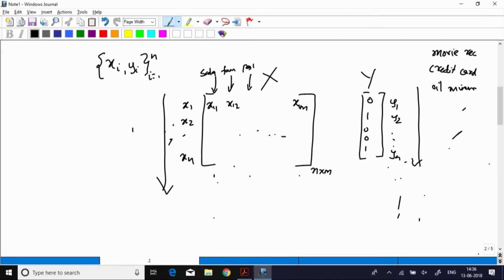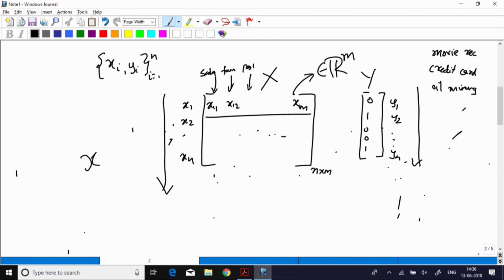Now, in all these cases, whether I take oil mining or movie recommendation or credit card, you have an x, right? And this x is multidimensional. What is the x that we have considered here? X belongs to R^n, in this particular case. It's an m-dimensional input. This is what your x is.